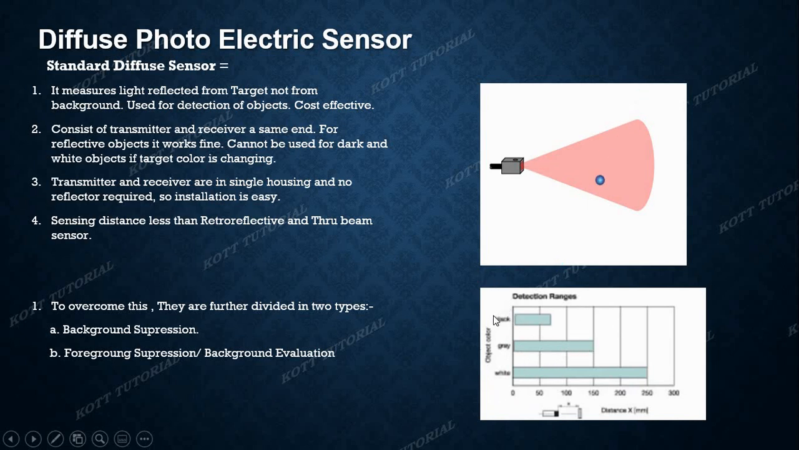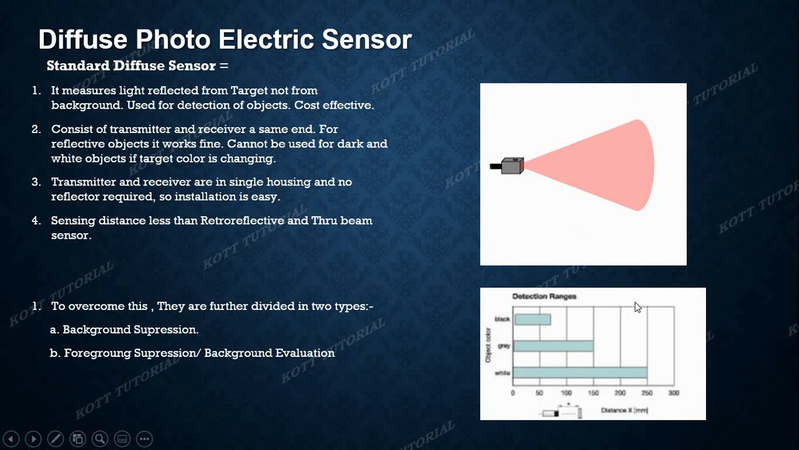That means for the same sensor it has different detection ranges for different color products. So this is the major drawback of a standard diffuse sensor. These are cost effective sensors, but this sensor can be used only if I have a single color product. Say if I have a black color product at a distance of 50 mm, I can use this sensor. And if I have only a white color product at a distance between 200 and 250 mm, I can use the standard diffuse photoelectric sensor.